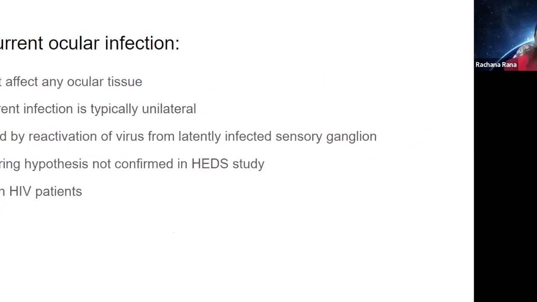pathology. Recurrent ocular herpes virus infection can affect almost any ocular tissue. Recurrent infection is typically unilateral. It's caused by reactivation of the virus from a latently infected sensory ganglion. We have many hypotheses about triggers, such as stress, and in females the menstrual cycle. These are all thought to trigger virus reactivation.